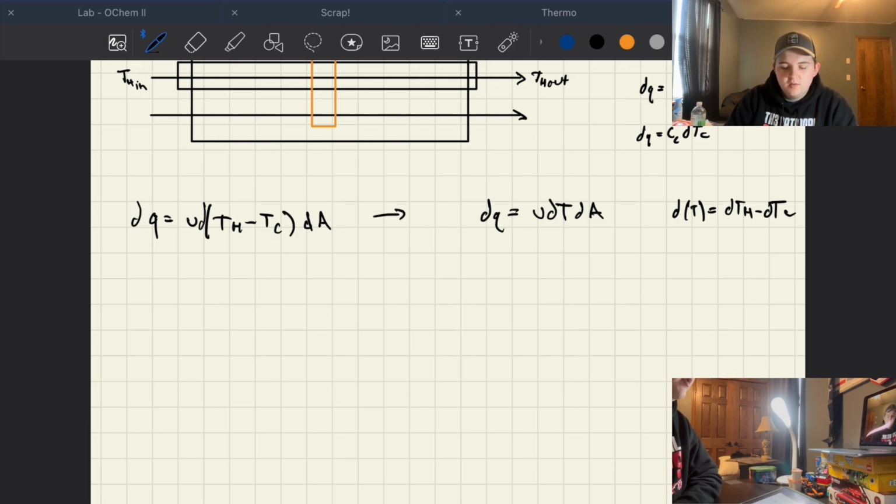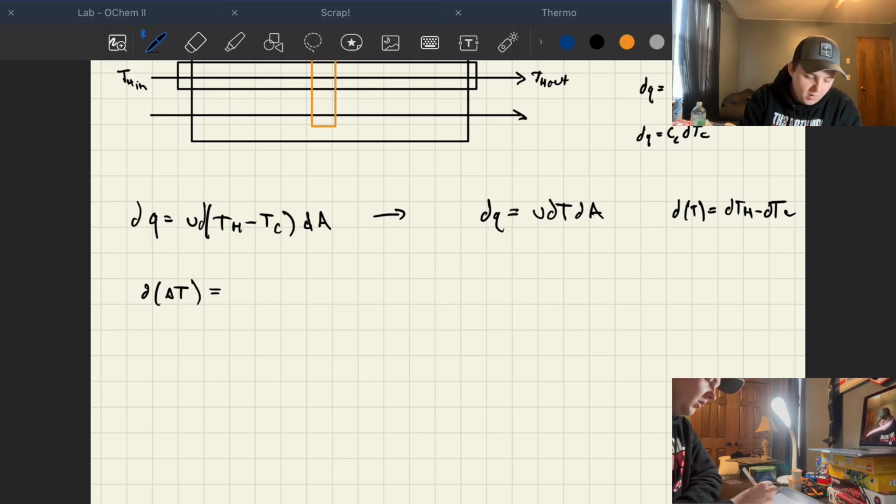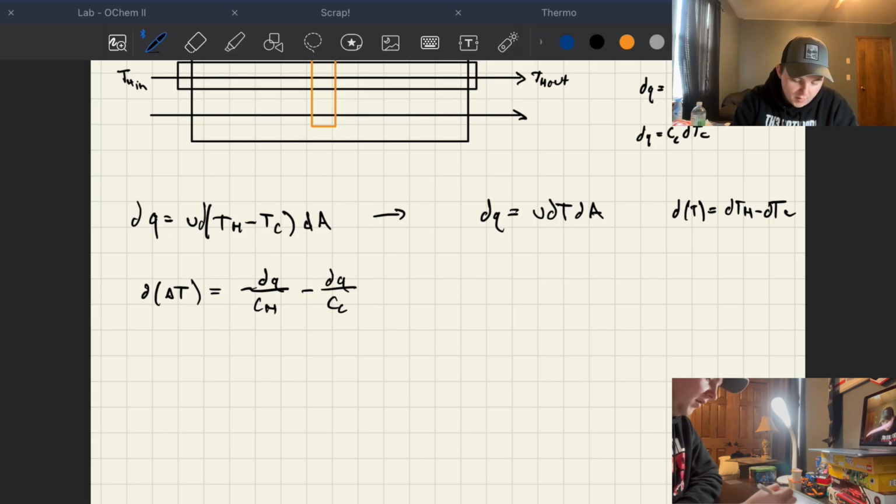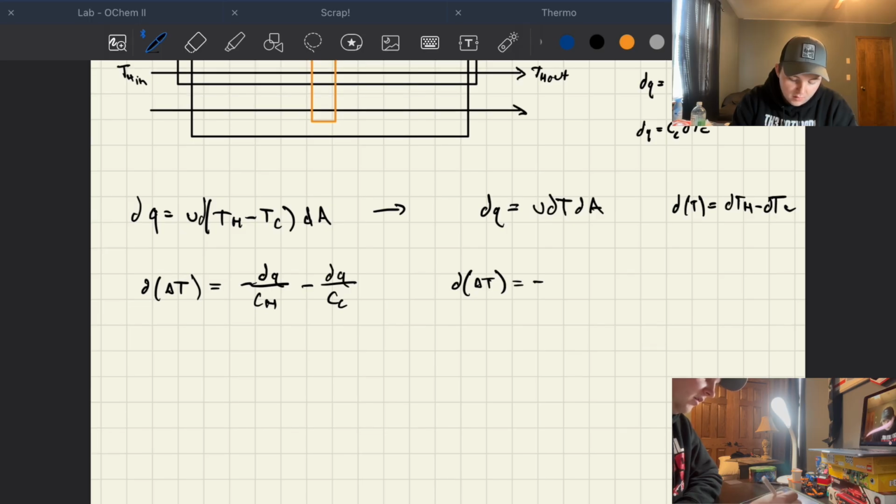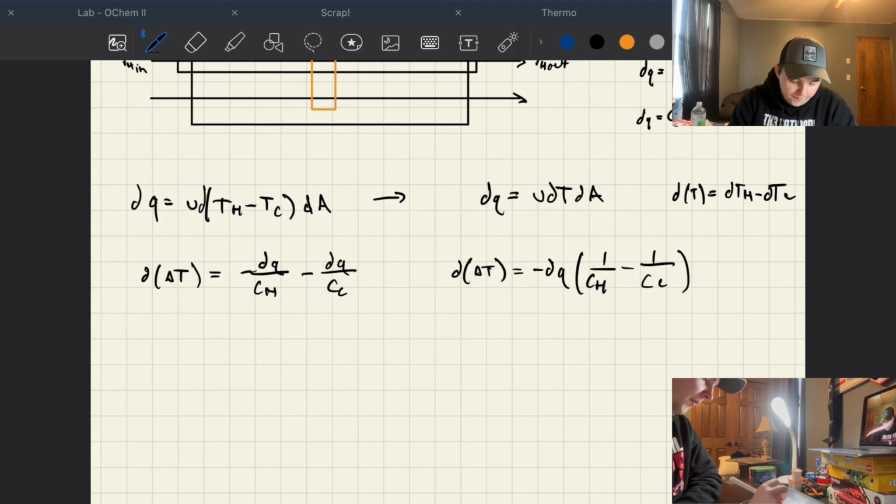What we're going to want to do is solve for our d delta T. When we solve for it, we're going to end up getting negative dQ over CH minus dQ over CC. And then when rewritten again, d delta T is going to be equal to negative dQ multiplied by our ratio of 1 over CH minus 1 over CC. Cool.